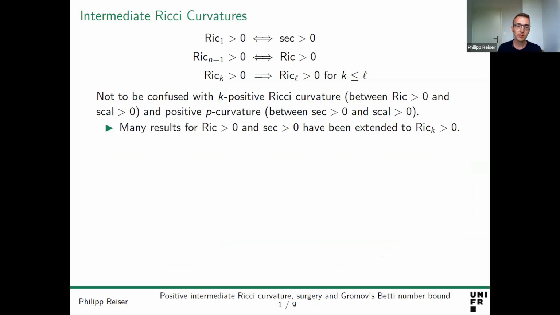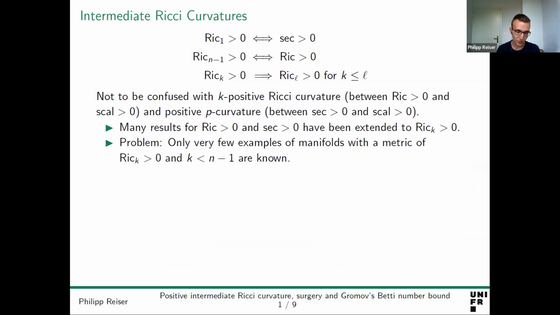This is one example, but there's one problem, namely that we only have very few examples of such manifolds. As you might know, the number of known examples for positive sectional curvature is extremely small. And for positive Ricci curvature, although there are still many open questions, we have way more examples. But for Ricci k, as soon as k is strictly less than n-1, we are very much in the same situation as for positive sectional curvature. So the number of examples is quite small.